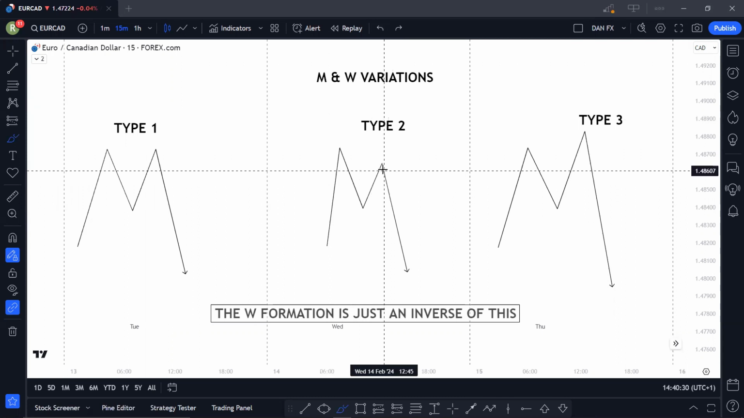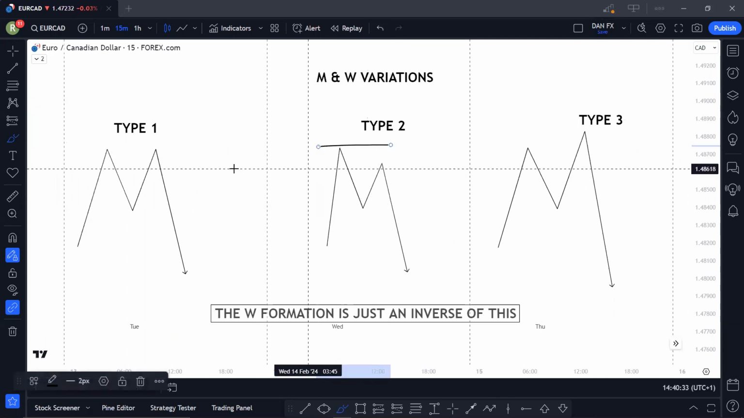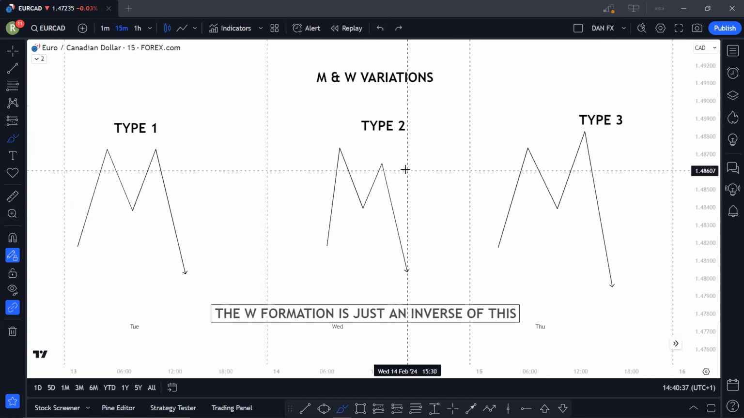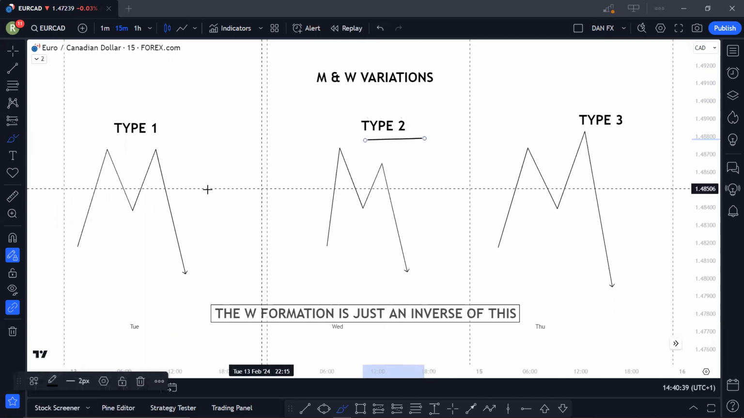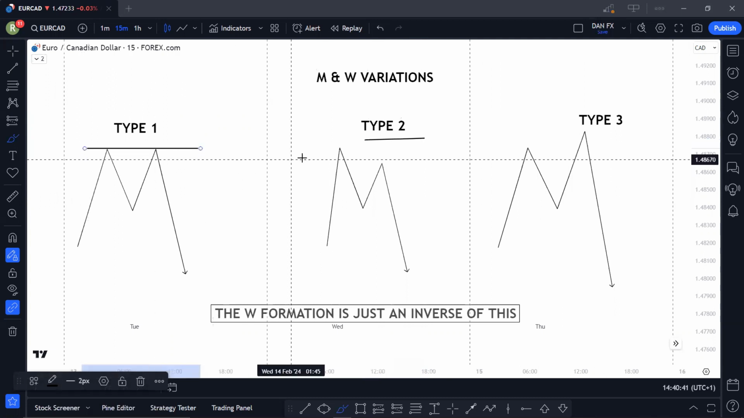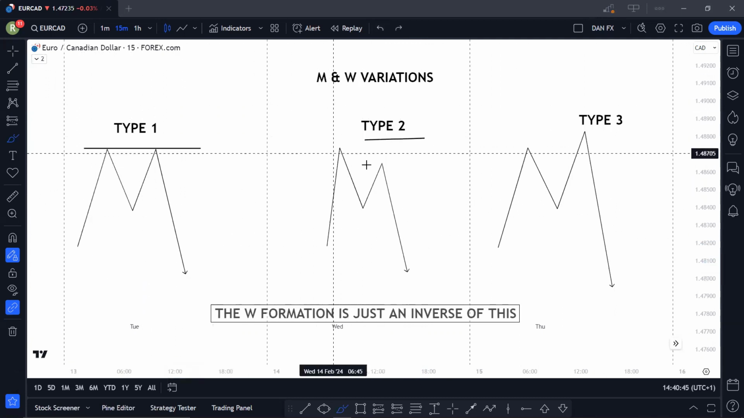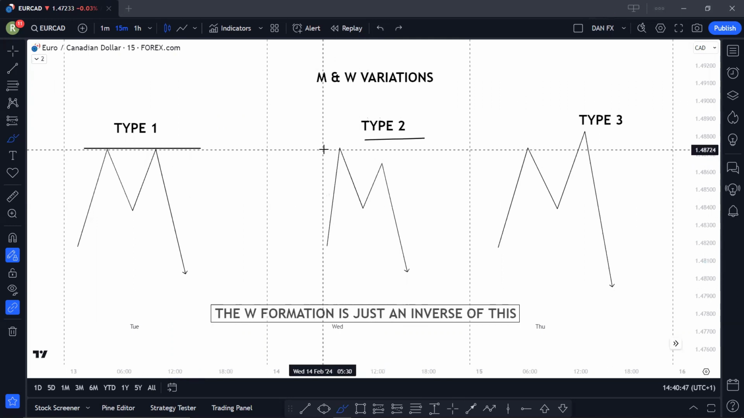So the second leg attempts to get to this first leg but doesn't actually reach there, comes close to it, and then reverses from that point. So that's how the type 2 formation forms. The type 1, remember, is equal highs and equal lows for W formation. The second one, the second leg doesn't quite get to the first leg.